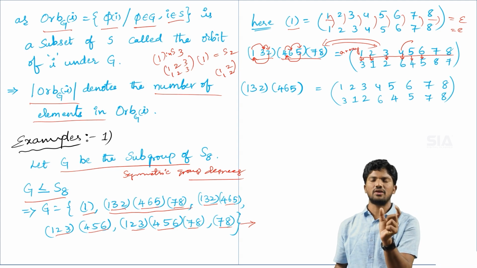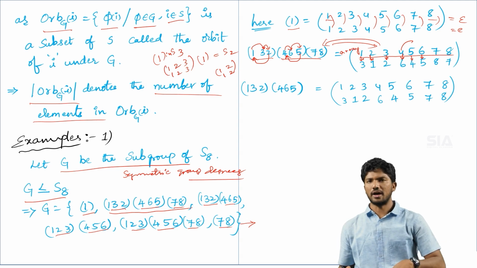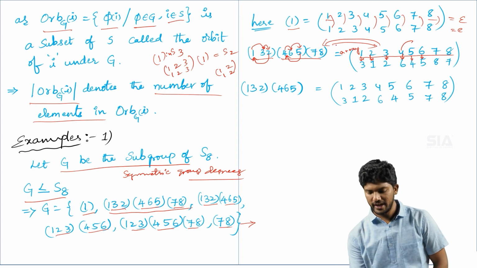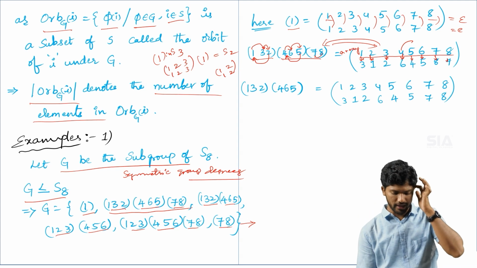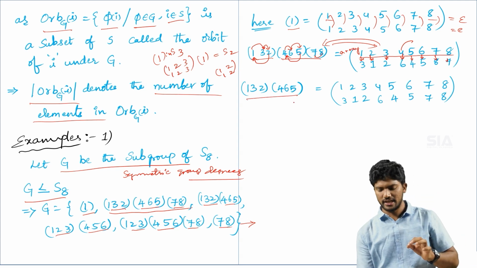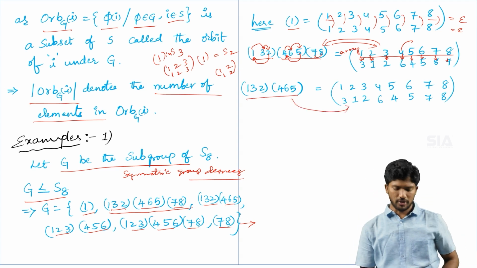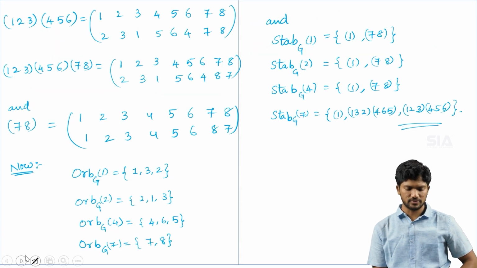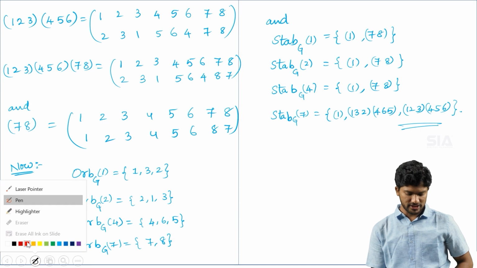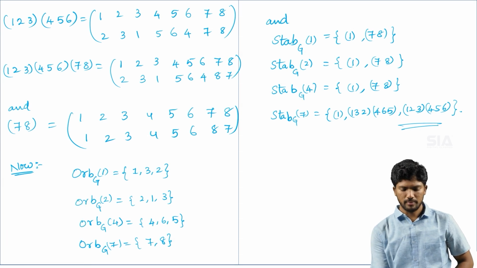And in that cycle only you have to take the orbits. So next 7 8 is there: 7 goes to 8, and again 8 goes to 7. In this format you have to write a permutation. For each and every disjoint cycle you have to convert into permutations. Here we have 6 disjoint cycles, and all 6 we converted into permutations.